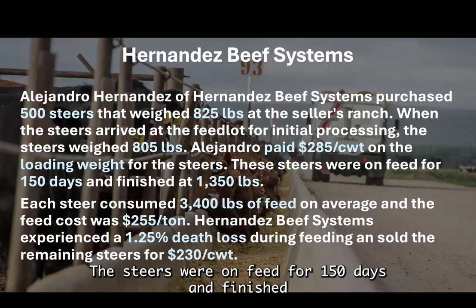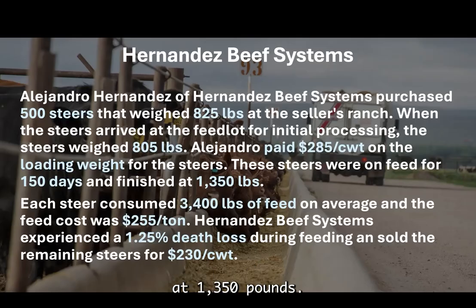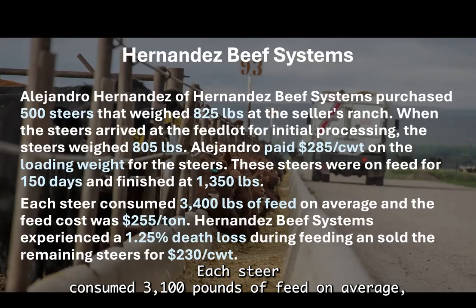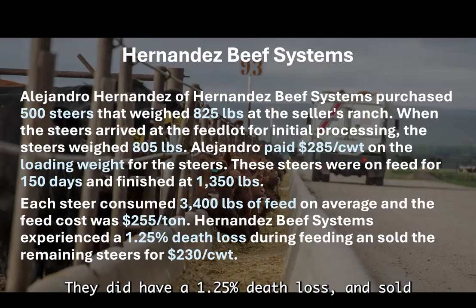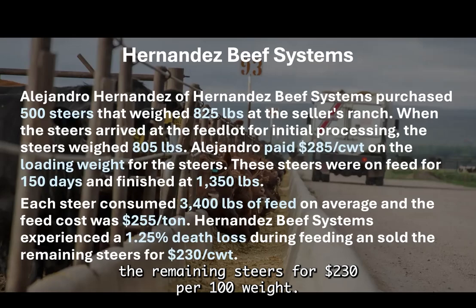These steers were on feed for 150 days and finished at 1,350 pounds. Each steer consumed 3,400 pounds of feed on average, and the feed cost was $255 a ton. They did have a 1.25% death loss and sold the remaining steers for $230 per hundredweight.